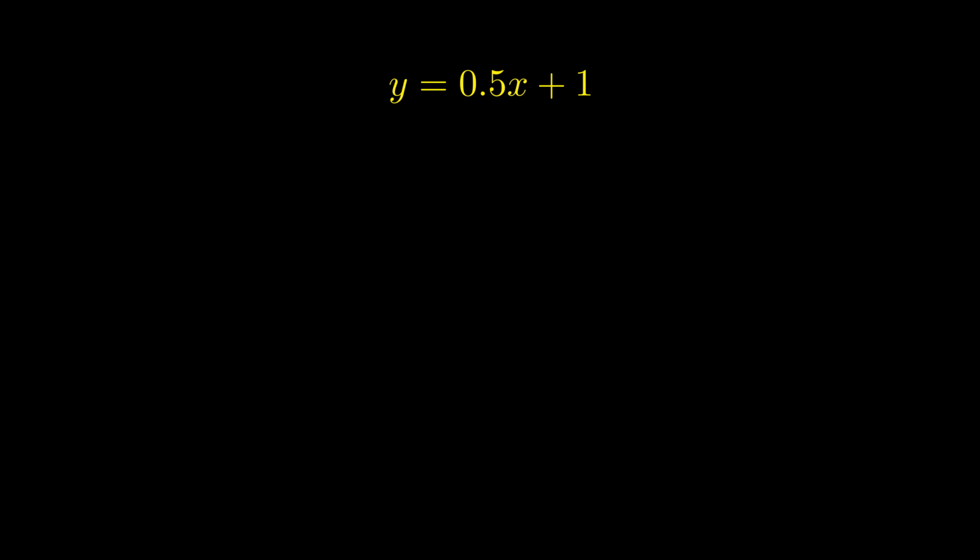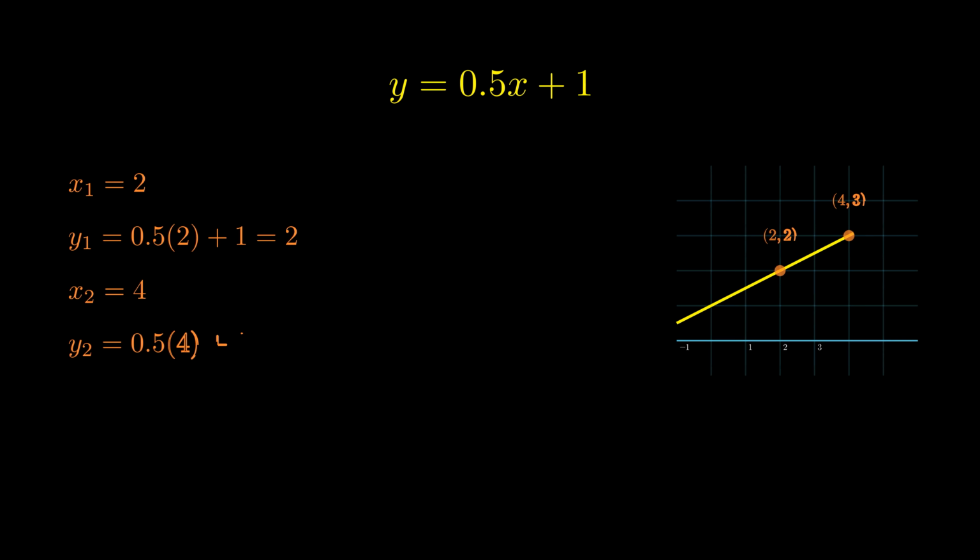To demonstrate this mathematically, let's analyze the equation y equals 0.5x plus 1. We'll begin at a starting point where x1 equals 2. By substituting this into our equation, we find that y1 equals 2. Now let's observe the change as x increases from 2 to 4. At this new point, x2 equals 4, our y2 value calculates to 3.